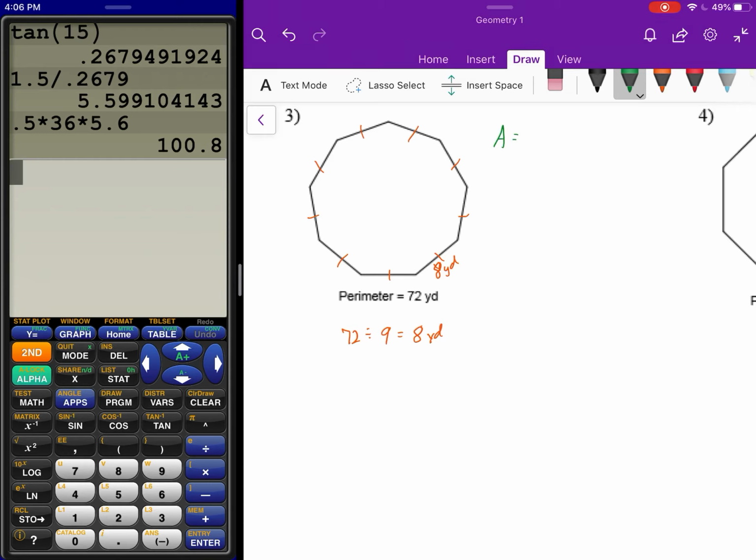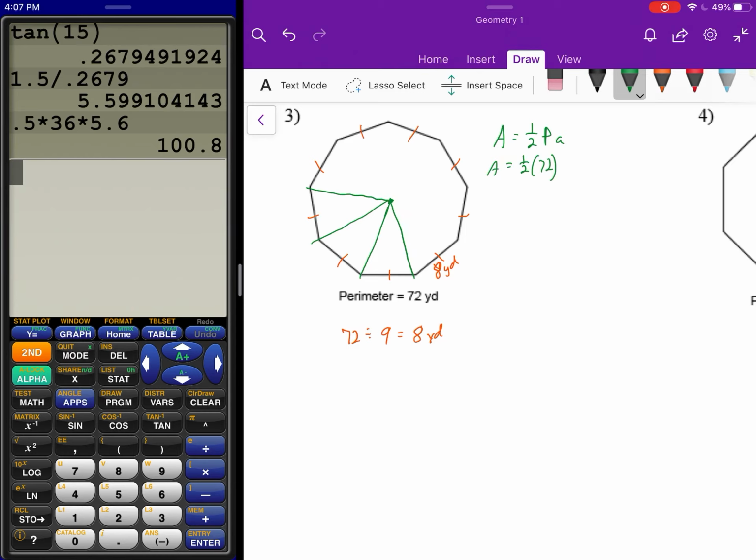I kind of jumped the gun there. We didn't necessarily need that quite yet, but we will. So we know area equals 1/2 perimeter times apothem. Well, we were given the perimeter. That's 72 yards. And the apothem we don't know, so we're going to need to find it. So we can draw in one of these triangles. Let's go ahead and draw this one here.